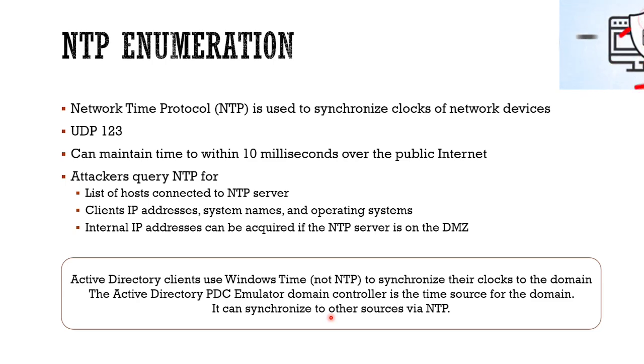So what you would typically do is you would have your PDC emulator in a domain synchronized to some clock out in the internet, and then it would in turn synchronize to all of the machines in that domain. Now, you're not going to have routers and switches and firewalls using Windows Time. They'll use true NTP. They should be synchronized to the same source that the PDC emulator is synchronized to. So they'll all be very close in time, very, very close.